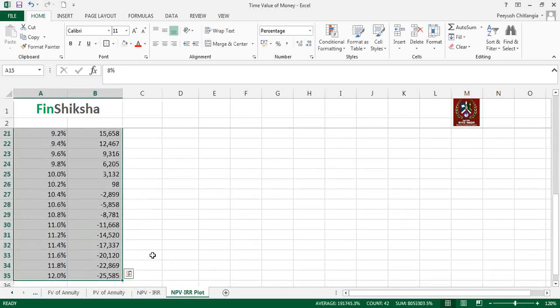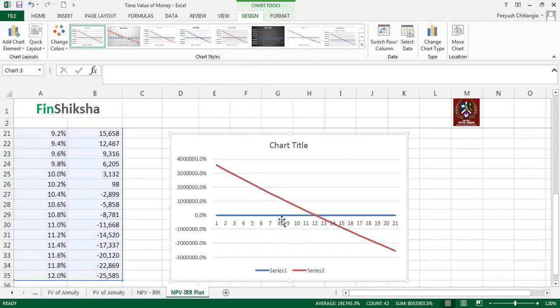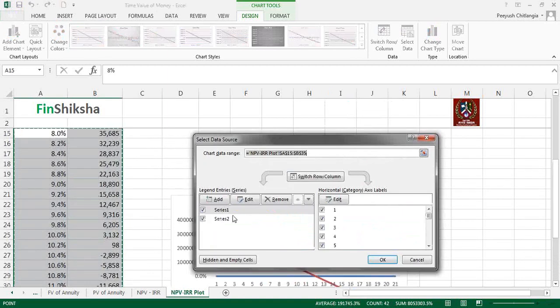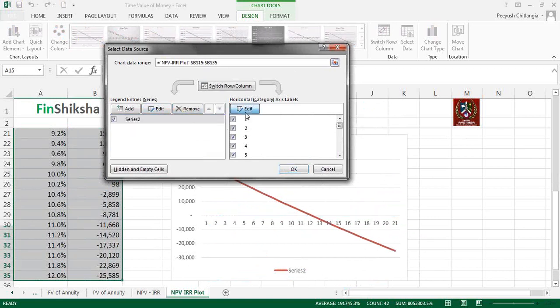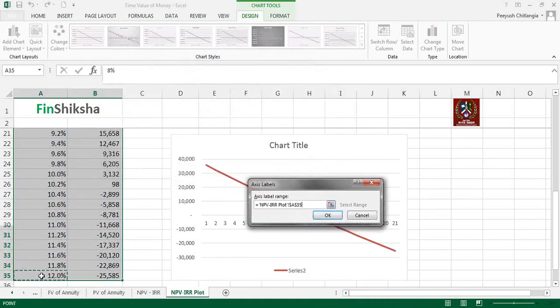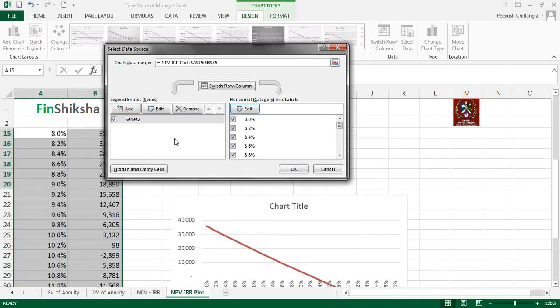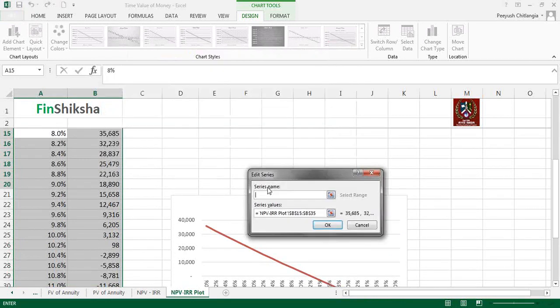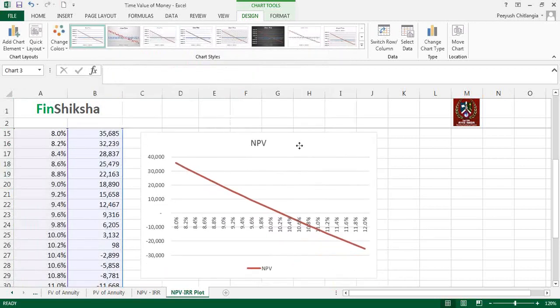So we will select this data. We can insert a line chart, right? The line chart obviously plots both the series there. We don't want the percentages as a series. We want the percentages as a horizontal axis label, right? So select data, and series 1 is the blue one, which we don't need. So we can remove this, edit the axis label range, and select this as the axis label. Click on OK, and we can also go and rename the series here and call it NPV, and click on OK. Click on OK. We get our chart created, right?